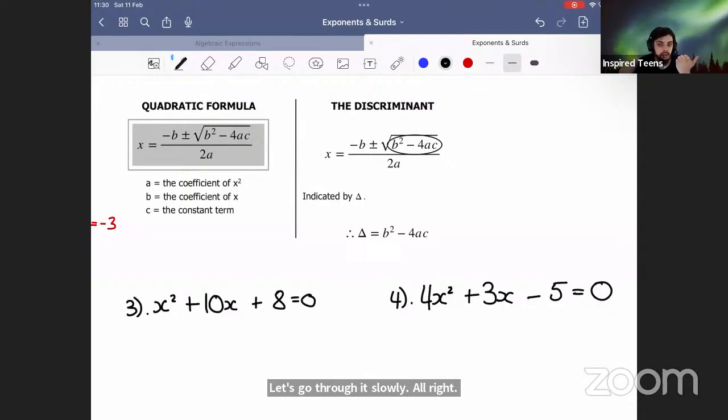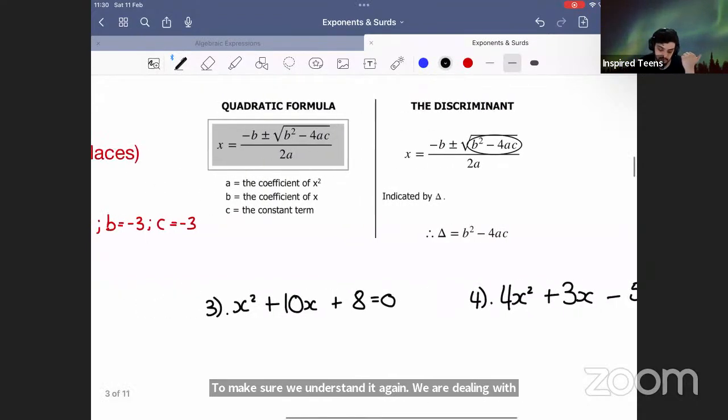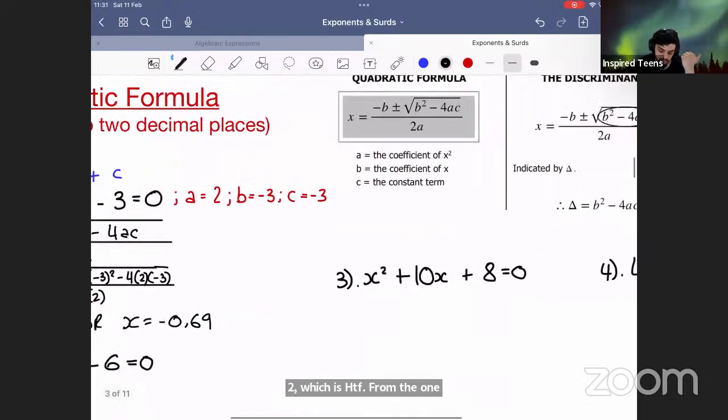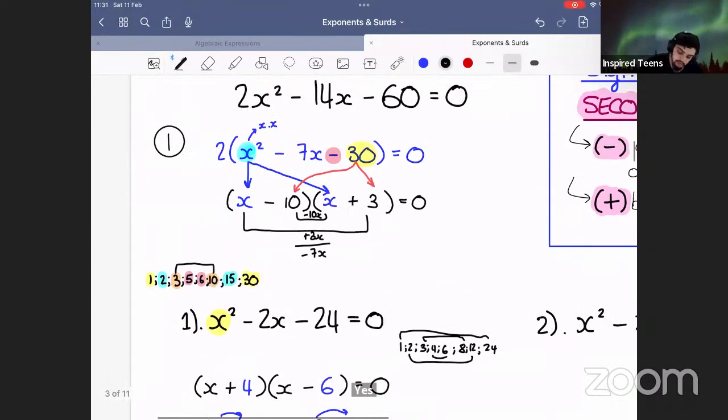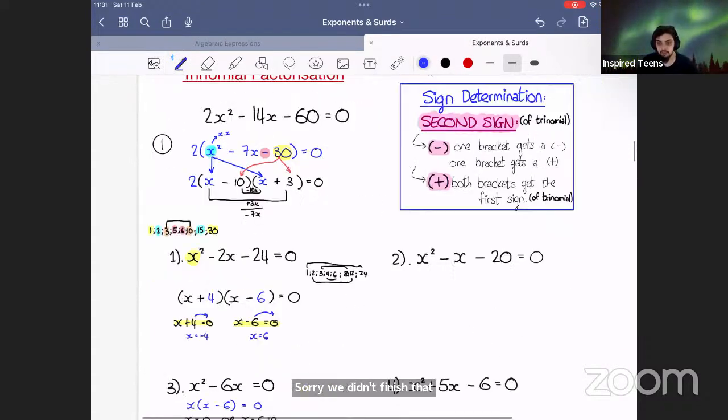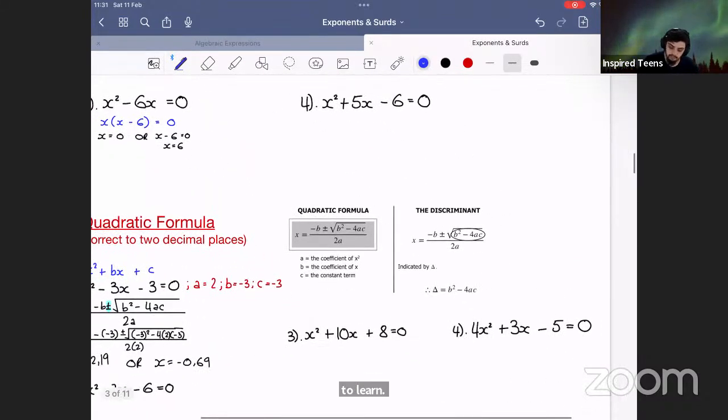Again, we are dealing with 2, which is the HCF from the trinomial. Sorry, we didn't finish that question, but that was just to learn trinomials. But yes, we should keep the 2 there. Okay, let's just continue.